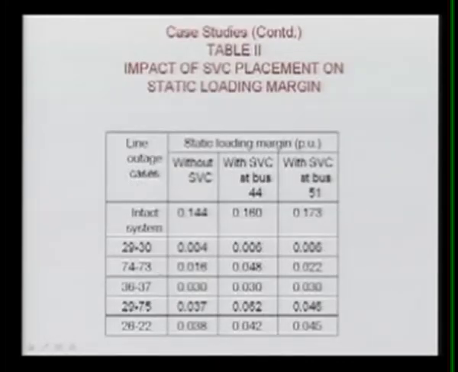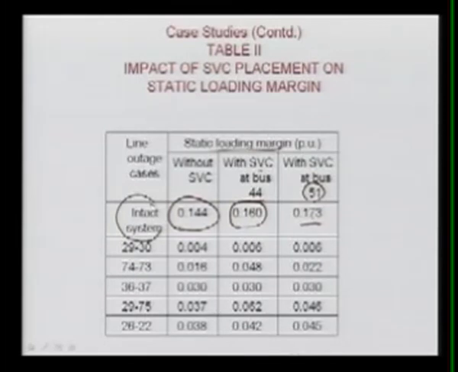After putting it at 44, now you can see how much static loading margin has been obtained. So we can see the impact of SVC placement on the static loading margin. For the intact case, meaning base case, there is no contingency, no outage. Without SVC, the static load margin is only 0.144 per unit. Per unit again here is 100 MVA. With SVC at 44, we are able to go to 1.60, and if we put it at 51, we get 1.73.